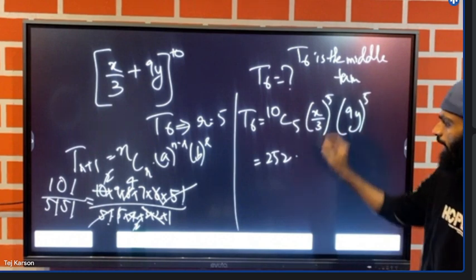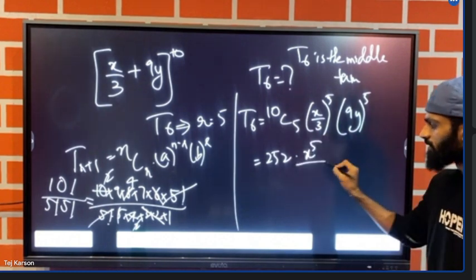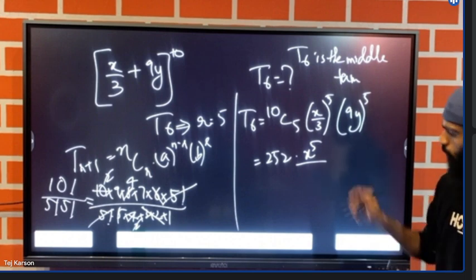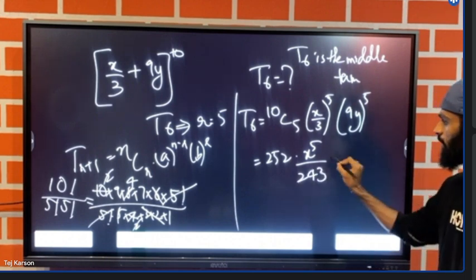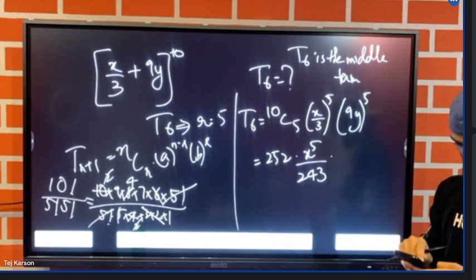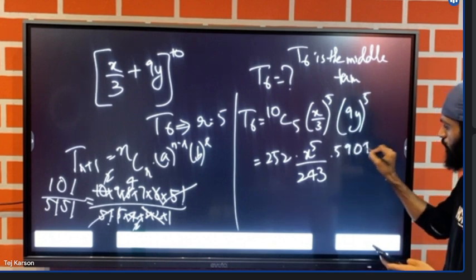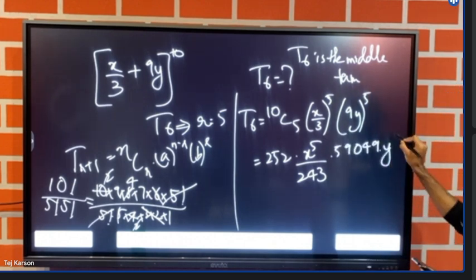Now here x power 5 remains as it is. 3 power 5. Please solve. 3 times 3 times 3 times 3 times 3, 243, into 9 to the power 5. Guys, please use a calculator to do this. It is 59,049 into y to the power 5.